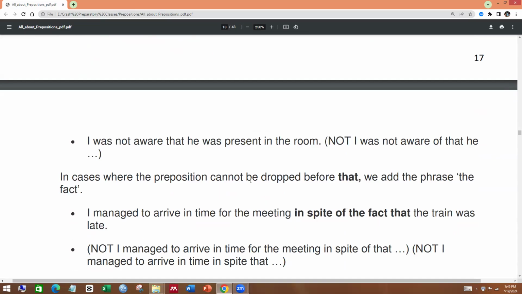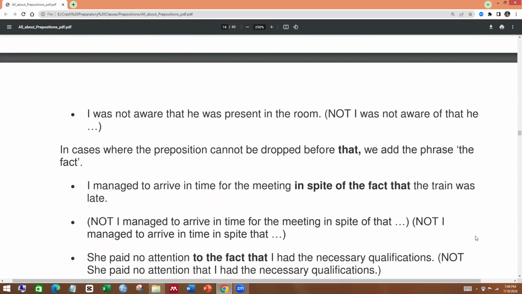In case where the preposition cannot be dropped before that, we add the phrase the fact. Know this rule in the cases where the preposition cannot be dropped before. वो cases जहां पे जो है वो that clause या that से पहले preposition ना रखी जा सके, वहां पे हम the fact word use करते हैं. I managed to arrive in time for the meeting, in spite of the fact that the train was late.